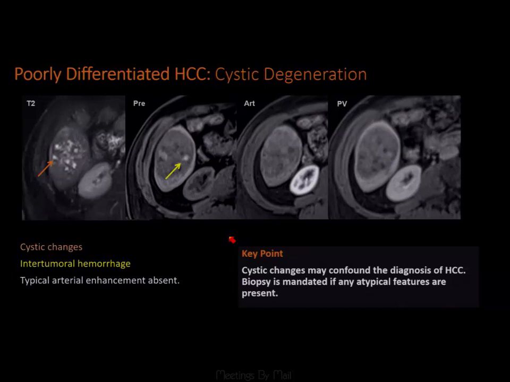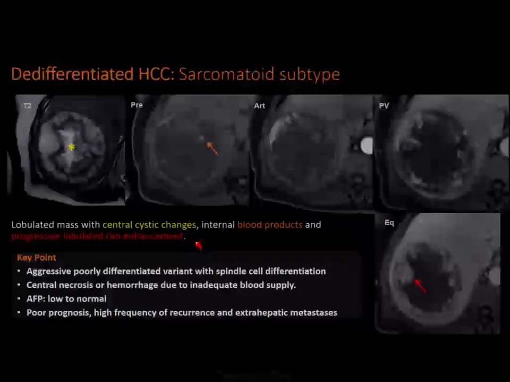Also, in poorly differentiated HCCs, you might encounter cystic changes inside the HCC, which is not very common actually. You see multiple T2 bright foci inside the tumor with intratumoral T1 hyperintensity, presumably hemorrhage, and the enhancement is kind of similar to the prior case. We don't see arterial enhancement, and this might confound the diagnosis, and usually in these cases we try to recommend biopsy because the differential includes also metastases and also other non-HCC malignancies.